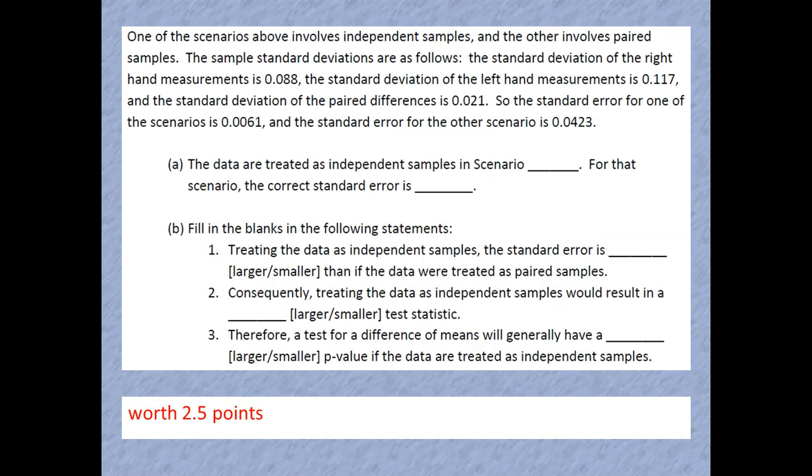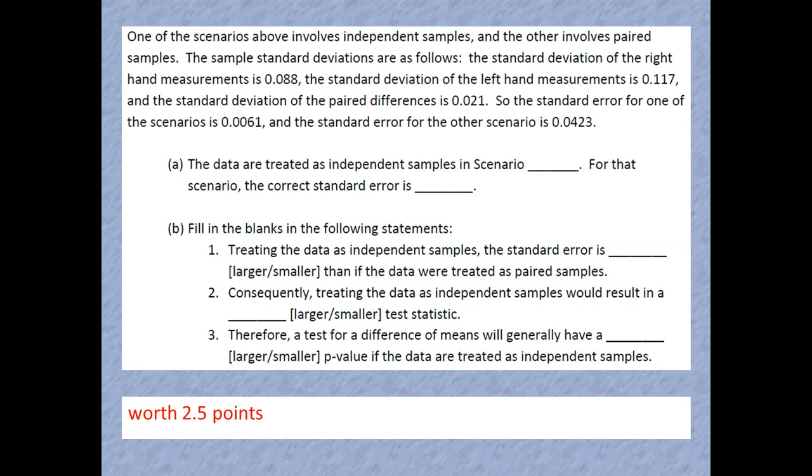One of those 2 scenarios involves paired samples, the other involves independent samples, and you have all the sample standard deviations that you might need right there in the wording, the one for right-hand measurements, the one for left-hand measurements, and the one for differences. So the standard error for one of them is 0.0061, and then for the other scenario it's 0.0423. To fill in the blanks, if you compute the 2 standard errors, so the standard error for paired samples and the standard error for independent samples, I think you'll get the 2 blanks in Part A pretty quick.